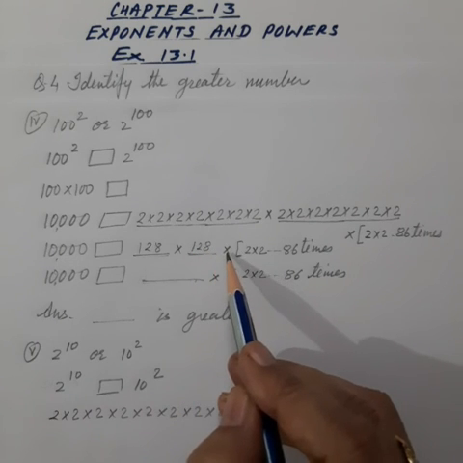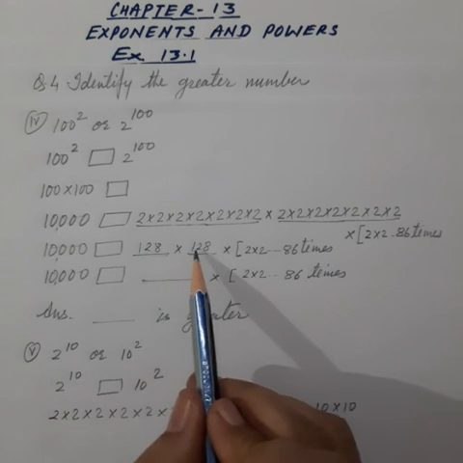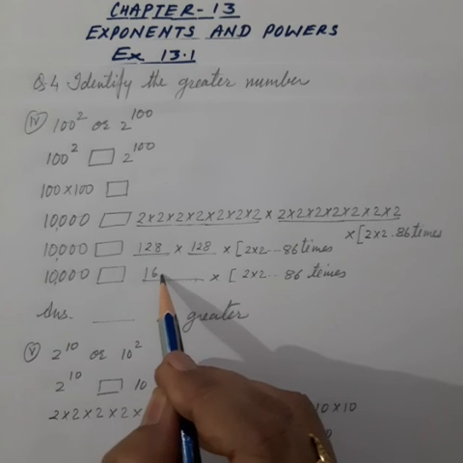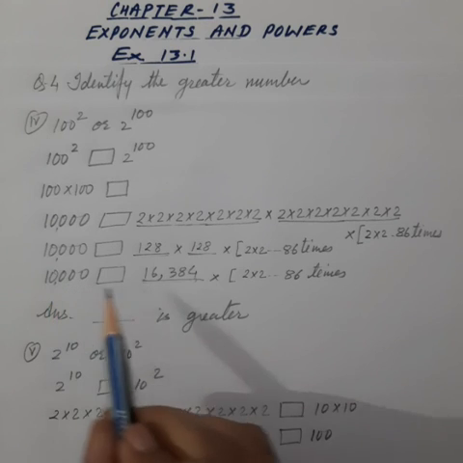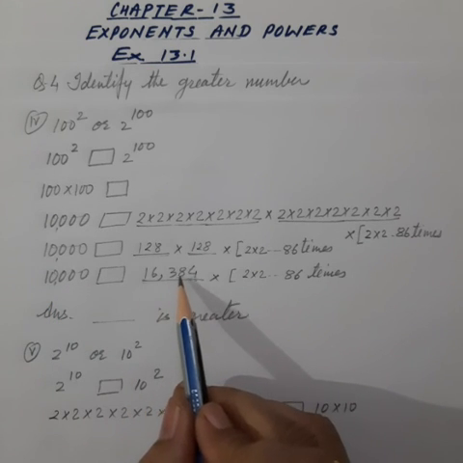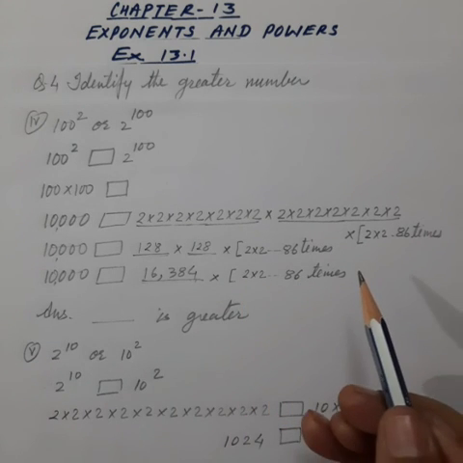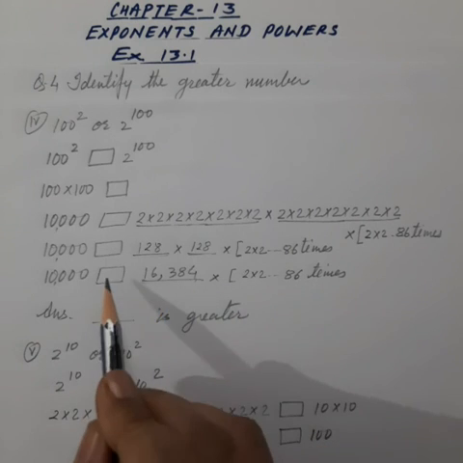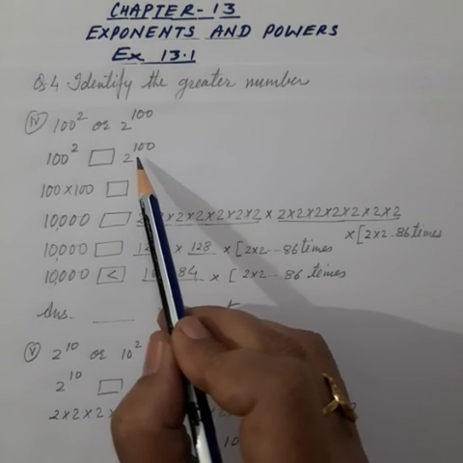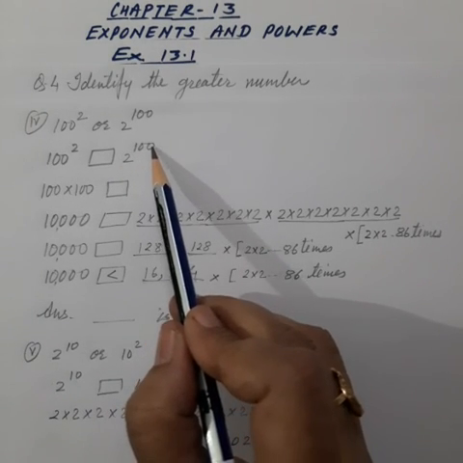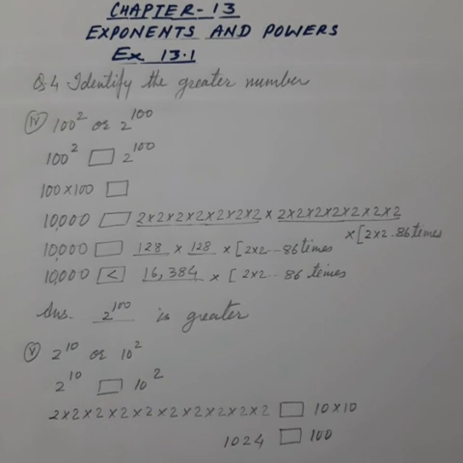And again this is multiplied by 2's 86 times. The value of 128 into 128 we get 16,384 which is greater than 10,000. And if we multiply 16,384 by again 2's 86 times, we will get again greater answer. So this right hand side is greater than 10,000. And this is the value of exponential notation 2 raised to the power 100. That's why 100th power of 2 is greater.